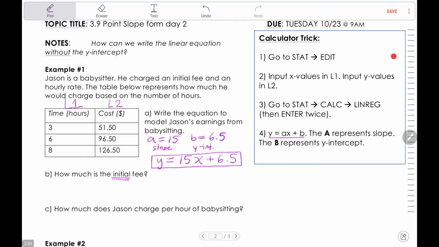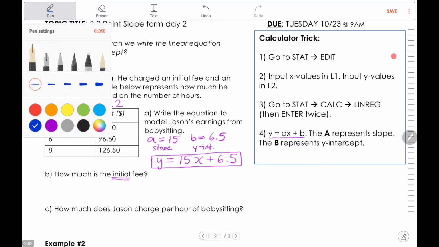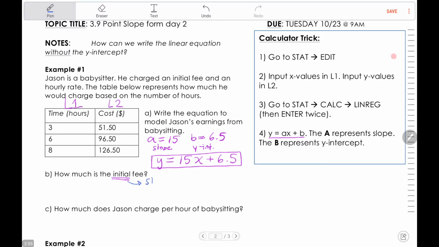Okay, part B says, how much is the initial fee? So another word for initial, what that means is starting. So starting fee normally refers to the y-intercept. And since we're talking about a cost, we can't just say 6.5. What that represents is the starting fee was $6.50. So include the dollar sign.